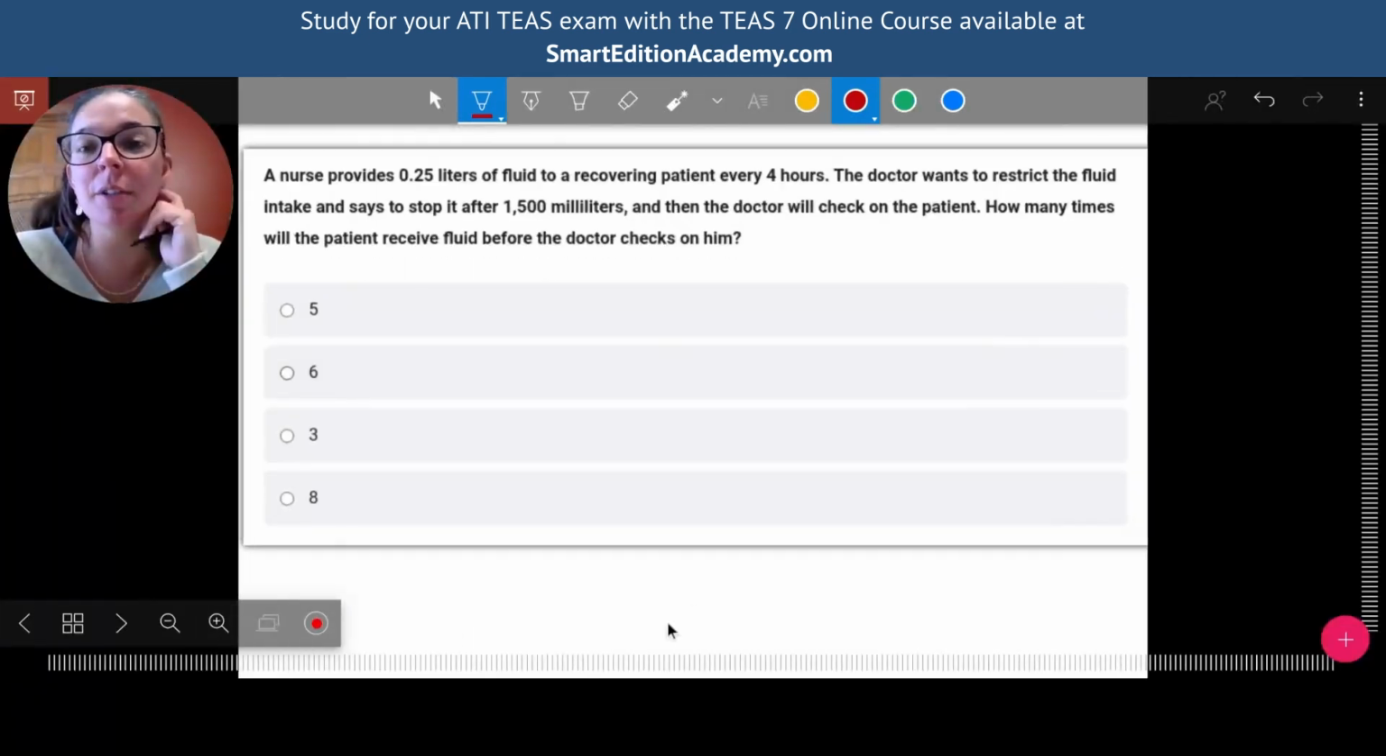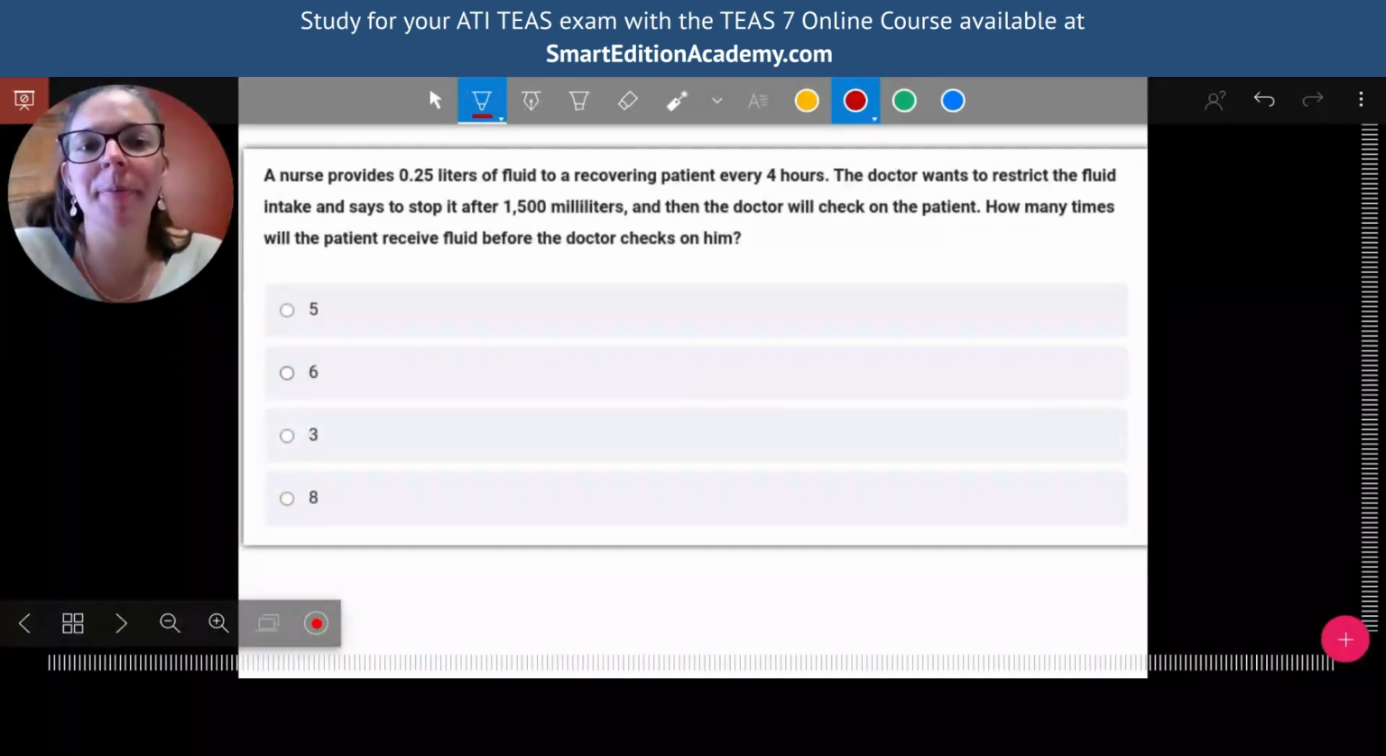Okay, a nurse provides 0.25 liters of fluid to a recovering patient every 4 hours. The doctor wants to restrict the fluid intake and says to stop it after 1,500 milliliters. And then the doctor will check on the patient. How many times will the patient receive fluid before the doctor checks on him?